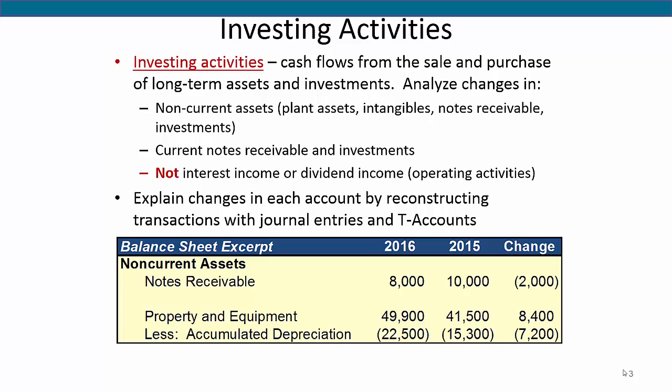Sometimes, though, it's not quite so simple as looking at the balance sheet and income statement. We have to track down additional information, such as whether notes were both issued and paid, or if plant assets were both purchased and sold. And finally, remember that interest and dividend income are already accounted for in operating activities because they are part of net income.